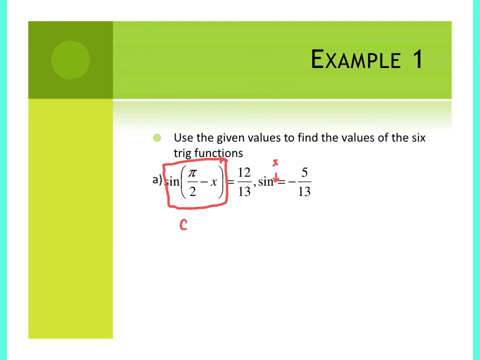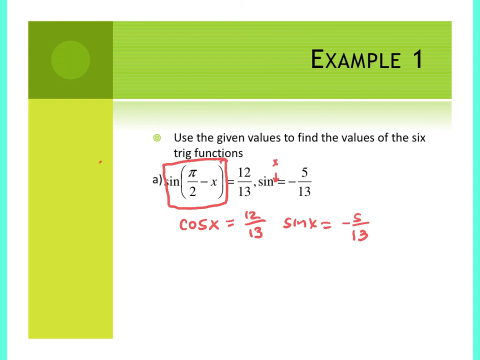Cosine. Cosine of x. Good job. So really this is telling you the cosine of an angle is 12 over 13, and the sine of that same angle is negative 5 over 13. Are these unit circle values? No, which means?